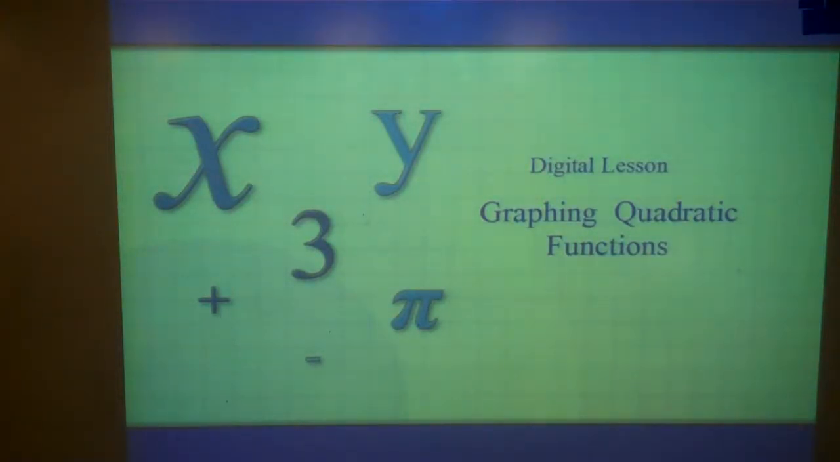Welcome to Pre-Calculus, Chapter 2, Section 1. Today we're going to look at polynomials, specifically graphing quadratic functions.